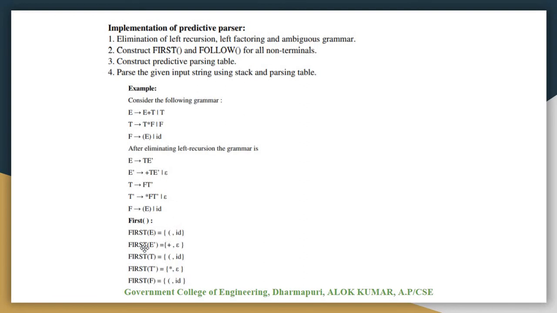Now if we are finding first of E dash, first of E dash will be plus and empty. And if we want to find first of T, we have to find first of F, that is opening parenthesis and ID. But F is not generating empty, so we will not find first of T dash. So first of T will be opening parenthesis and ID. First of T dash will be asterisk and empty, and first of F we have already found, that is opening parenthesis and ID.